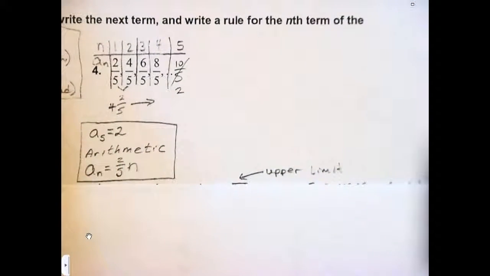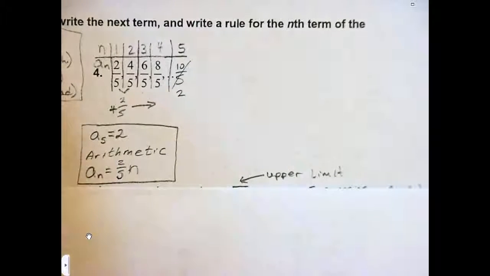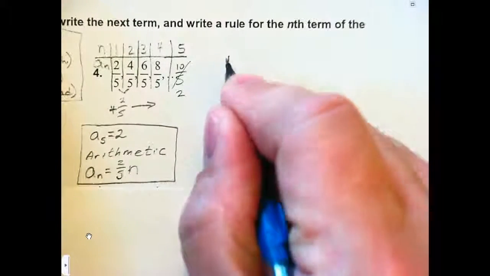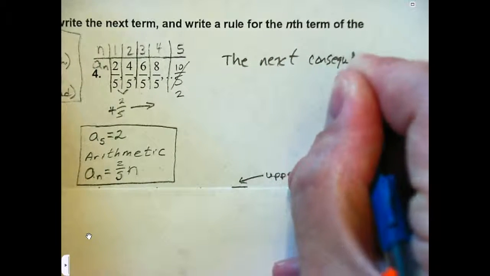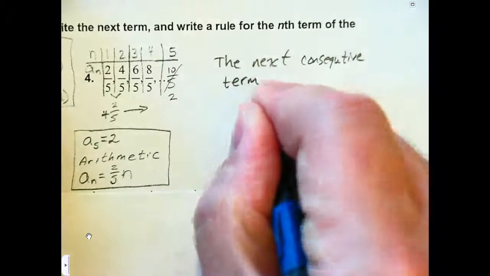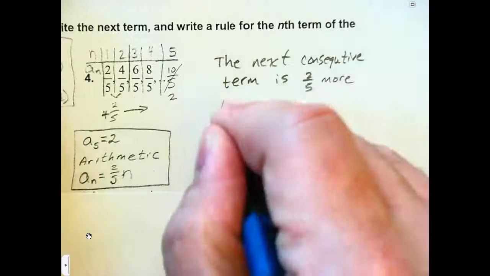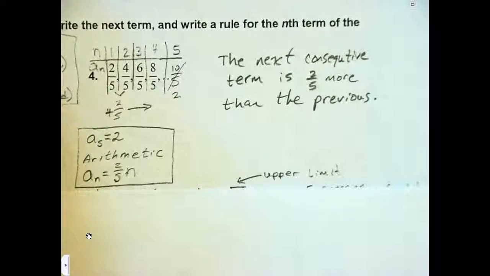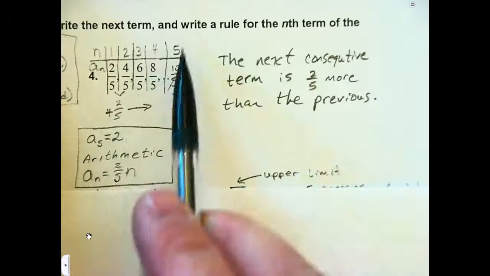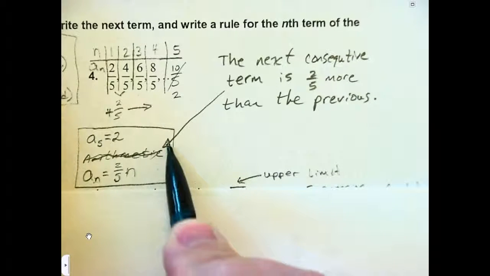That's confusing. Okay, on this one, the pattern is we're adding 2/5, so the next consecutive term is 2/5 more than the previous. That's probably a good way of writing that. The next consecutive term... I know it's kind of wordy, but that's really what's happening there. Okay? So a sub 5, the next term would be 2. Don't worry about the arithmetic. You don't have to have that. Okay? And a sub n is equal to 2/5 n. We'll just input that right there. Hopefully that makes a little more sense.